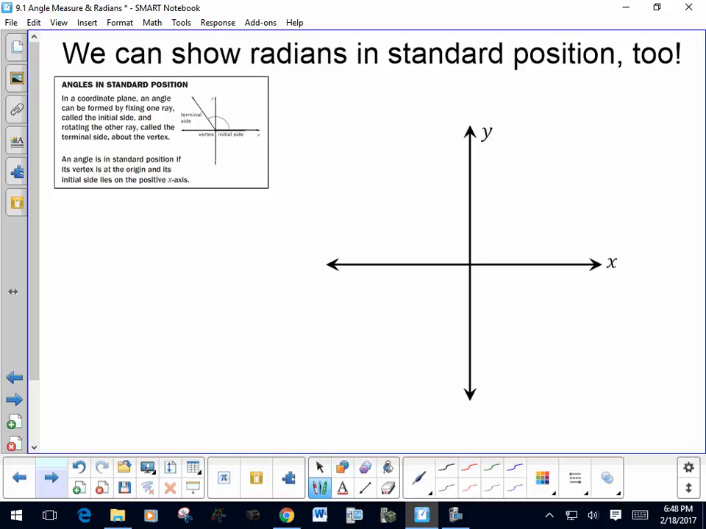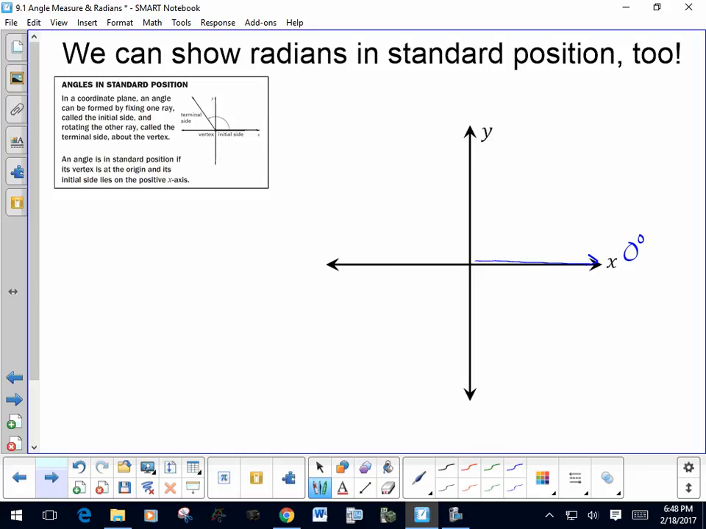So we're going to start sketching some radian angles in standard position, just like we have been sketching angles in standard position that were measured in degrees. So before we start, I wanted to look at the coordinate system and talk about these angles that are at the axes. So we start in standard position over here on the positive x-axis.